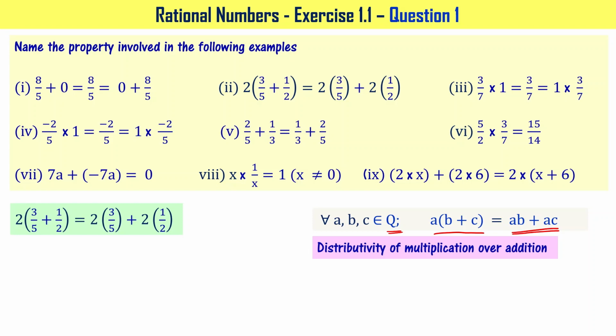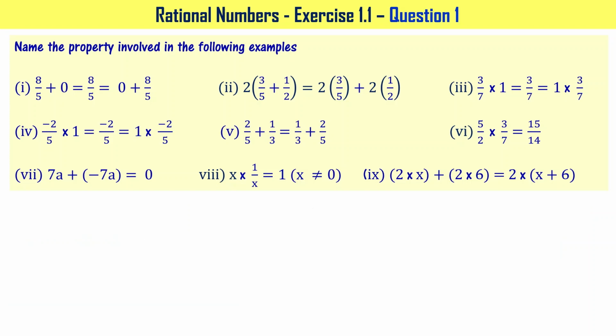If you see here, the multiplication is there, right? a times, so that is getting distributed over this particular addition. That's why it becomes a times b plus a times c, right? If you observe and compare the example given here, it looks like a times (b plus c) equal to ab plus ac, right? So that's why we can say that the property involved here is distributive law or distributive property, right?